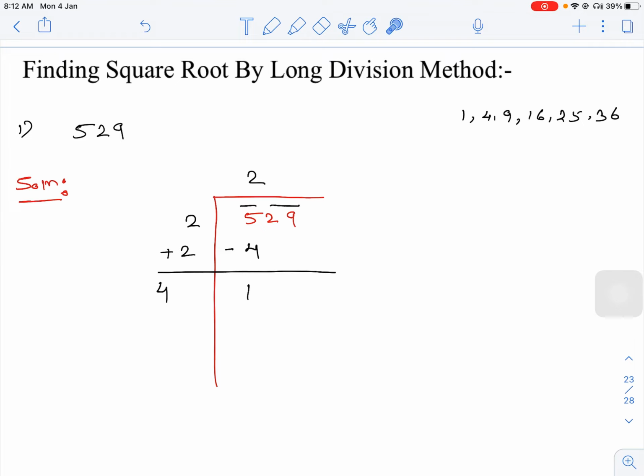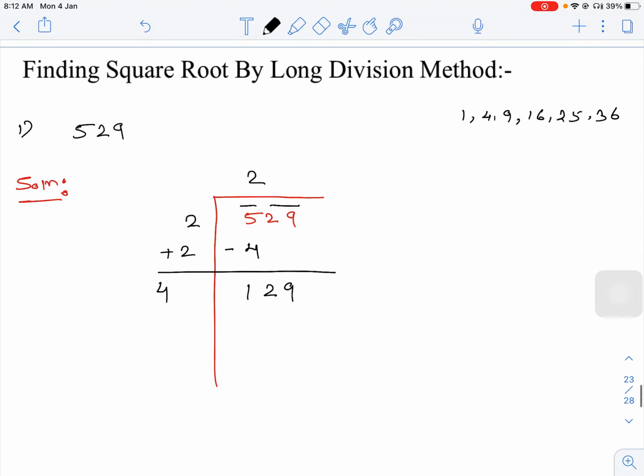Now in regular division, we bring down only one digit, but in this division, we have to bring down the full pair. So this 29 will directly come down here, and we will get 129.